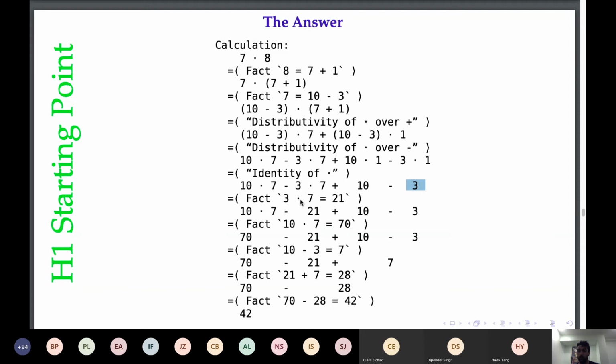And then we know 3 times 7 is 21. So 3 times 7, that's 21. All fantastic. 10 times 7 is 70, right there. 70. 10 minus 3 is 7. Here's 10 minus 3, 7. 21 plus 7 is 28. So here's 21. There's 28. And finally, 70 minus 28 is 42. So it looks like everything is correct, but there are subtle mistakes.